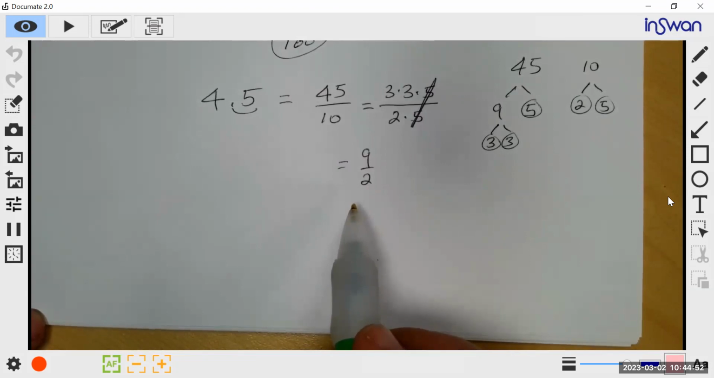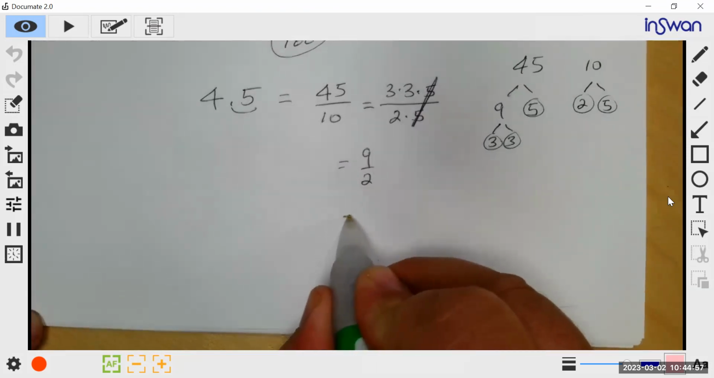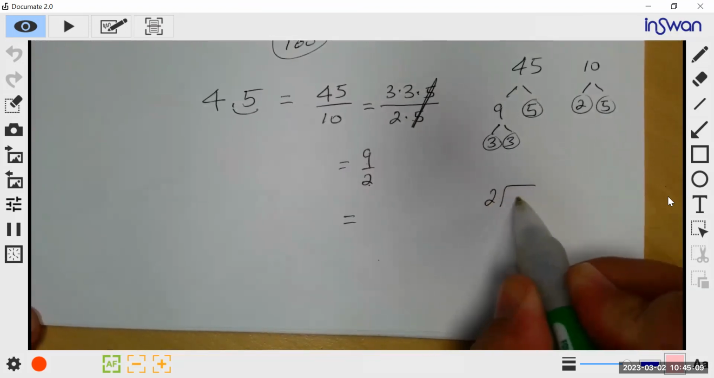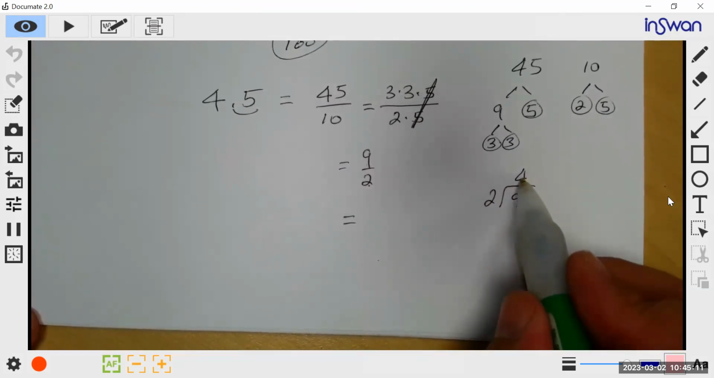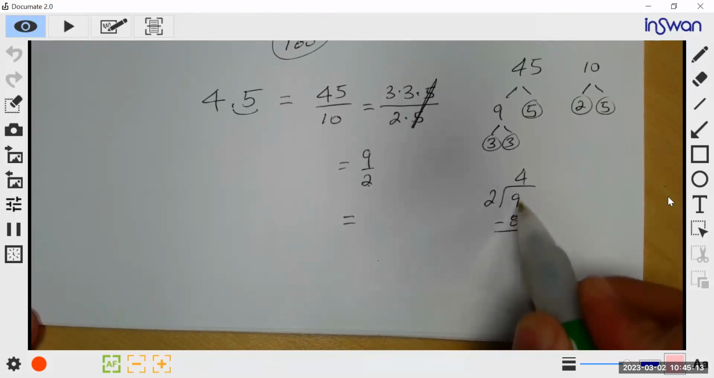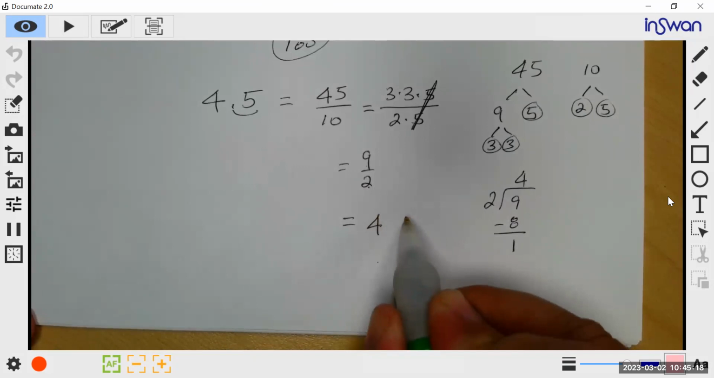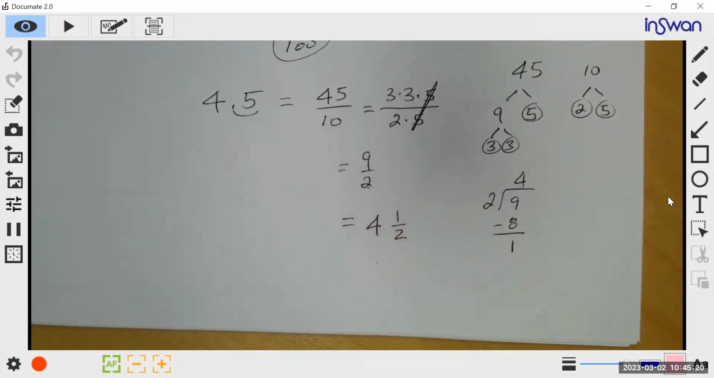Improper or proper? Improper. So if it's improper, we have to convert it into what? Yes, we have to convert it to a mixed number. How many times does 2 go into 9? 4 times 2 is 8. So it's 4 and 1/2.